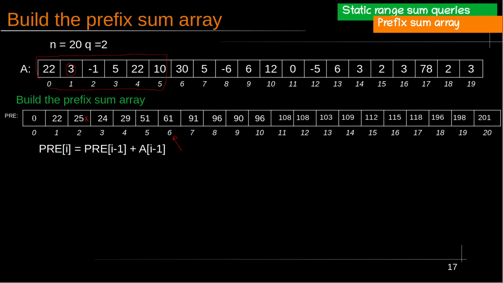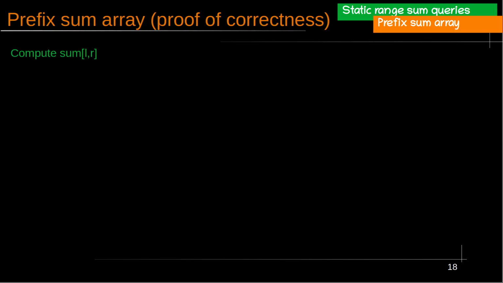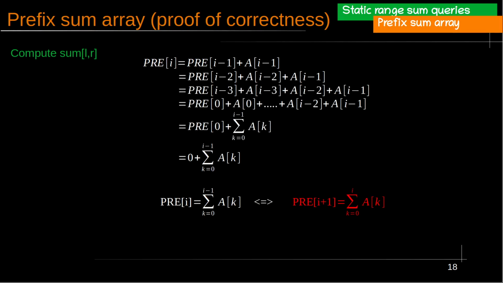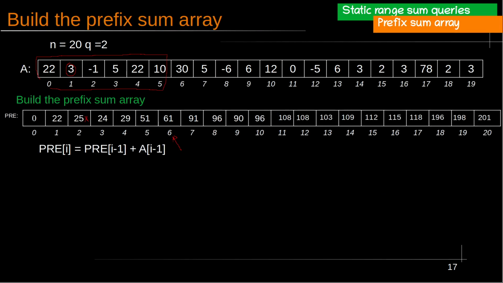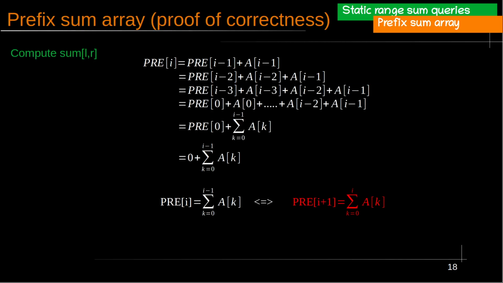Let's see how to compute the sum between two bounds, left and right. It's a kind of proof of correctness here. As we see in this formula, prefix I is equal to prefix I minus 1 plus the value at index I minus 1 of the original array.